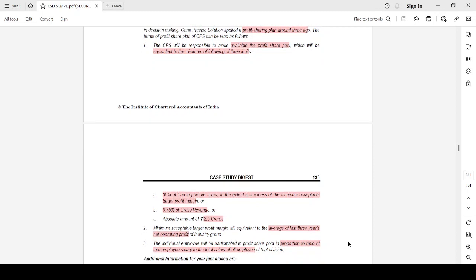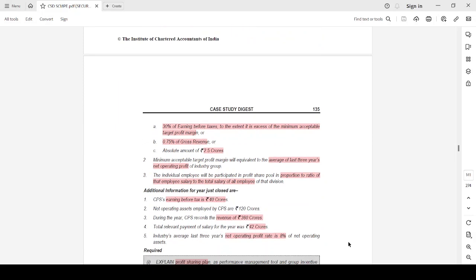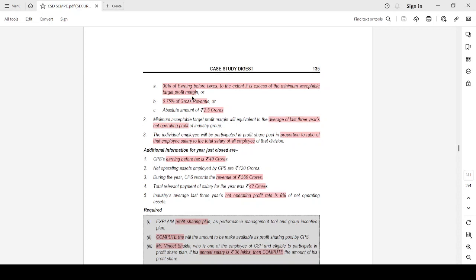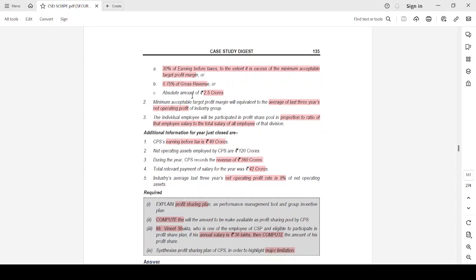We will be giving a profit share equivalent to the minimum of the following 3 limits. What are the 3 limits? 30% of earning before tax. This is an important word: to the extent it is in excess of minimal acceptable target profit margin. So I know that the shareholders need so and so profit margin. Only if their profit margin is exceeded, I will give 30% of it to my employees, and 0.75% of gross revenue or an absolute amount of 2.5 crores.